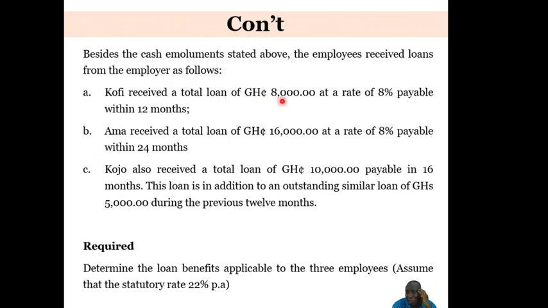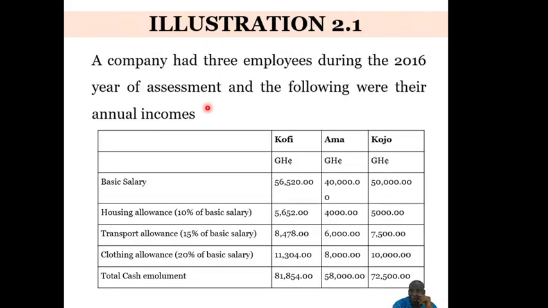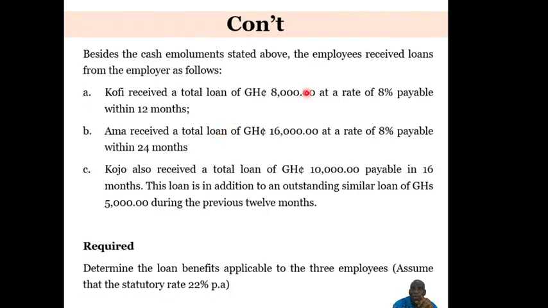Kofi received a total loan of what? 8,000. Okay. Now let's go and see whether there will be quantification. First of all, you need to determine whether there will be quantification before you do the calculation. The loan is 8,000. Now, when is the loan payable? They say the loan is payable within 12 months. So one of the things that Kofi has satisfied is the fact that the loan is payable within 12 months. So he has certified that one. And number 2, the loan is also from the employer to Kofi. He has certified that one.